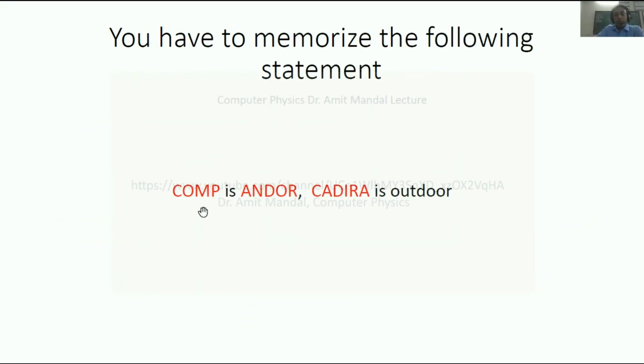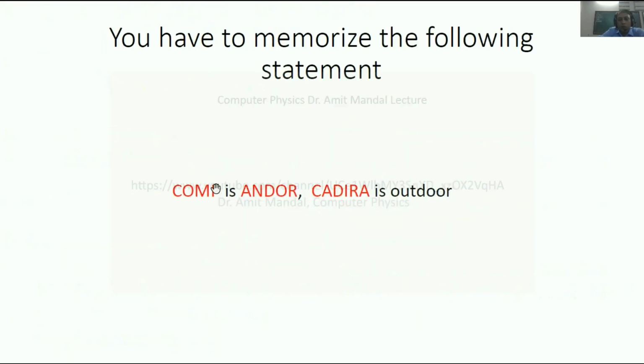Now you have to memorize the following statement. This is a meaningless phrase. However, just to develop the mnemonic of Boolean postulates, you have to keep it in mind as it is. Comp is indoor, Kadira is outdoor. Comp is indoor and Kadira is outdoor. Here, the pronunciation of indoor is the same as that of AND-OR, but you have to keep in mind indoor. Okay, and in this phrase, only the red expressions are useful, others are just to make the sentence. Only comp, AND-OR and Kadira will be used.